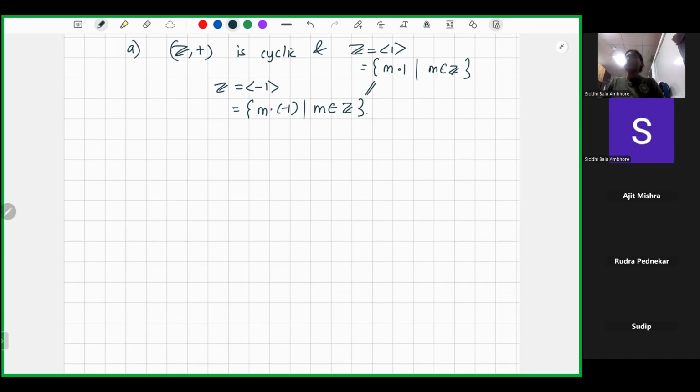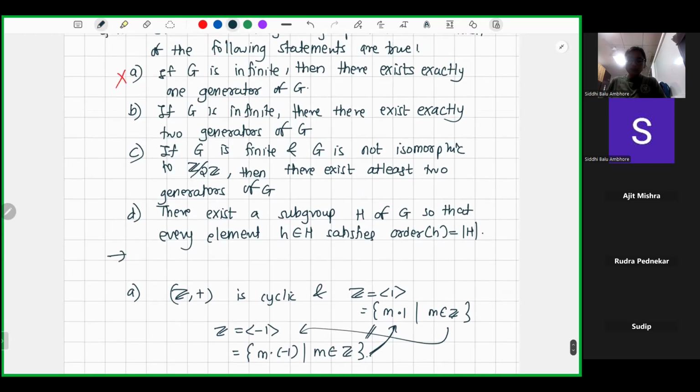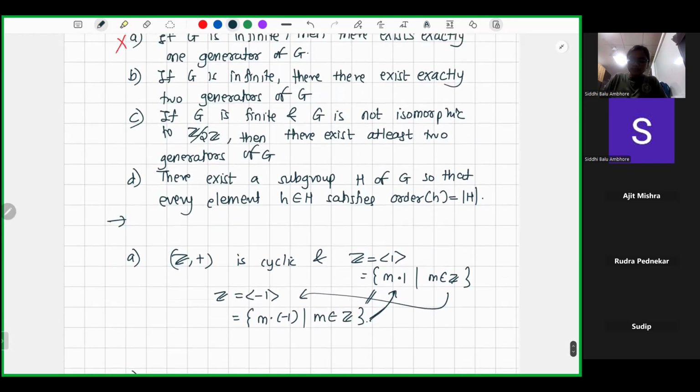When we have negative here, we get multiples of minus 1, and when we have negative here, we get the positives of the other. I hope you understand what I'm trying to say here. So this is a cyclic subgroup of infinite order, but it does not have only one generator.